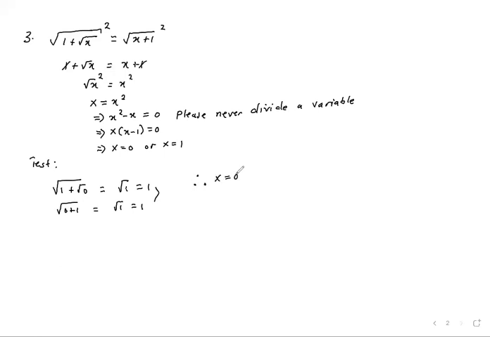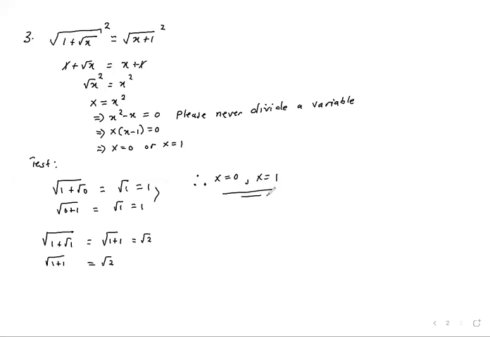Let's check the other one. When x is 1, we'll have the root of 1 plus root 1. This is the same as root 1 plus 1, which is root 2. On the right hand side, 1 plus 1, that is root 2. So also x is equal to 1.